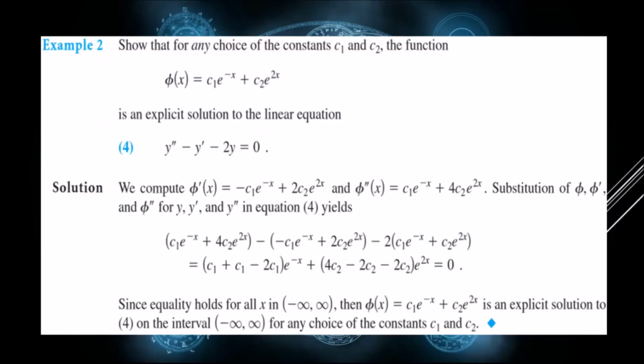Okay, so since equality holds for all x in the interval negative infinity to positive infinity, then phi of x equal to c1e raised to negative x plus c2e raised to 2x is an explicit solution to the differential equation on the interval negative infinity to positive infinity for any choice of the constants c1 and c2.